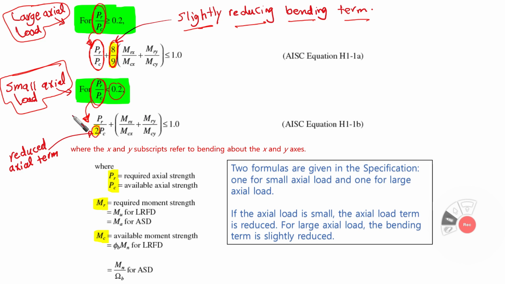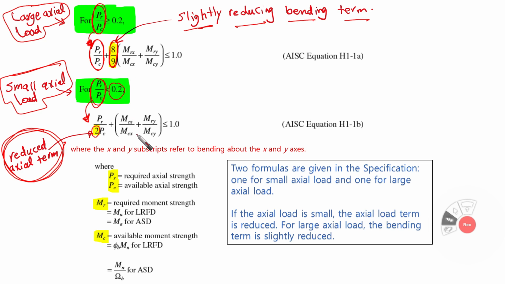So remember, if we have small axial loads, the axial term is going to be reduced by 1/2. However, if we have large axial load, the axial force term is going to be taken into consideration, fully taken. However, the moment is going to be reduced slightly by 10%.